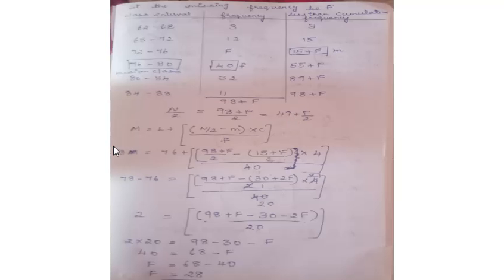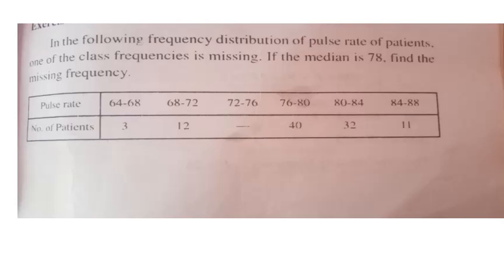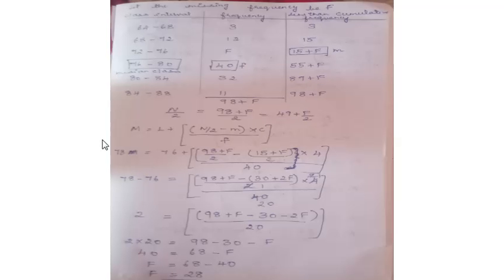Okay. Now next, the median formula is L plus n by 2 minus m, into C divided by f. The median that they have given in the problem is 78. The median is 78. Okay, so go to the problem here. Median 78 is equal to the lower limit. What is the lower limit here? Now 49 plus F by 2 you will get here.